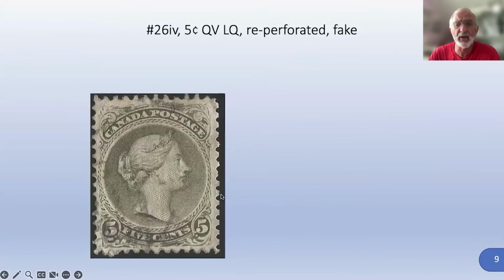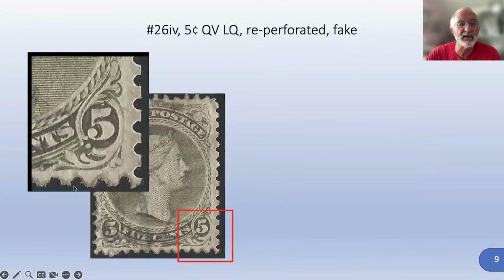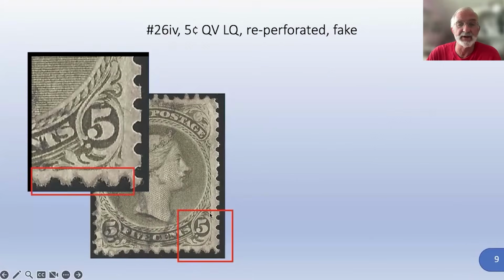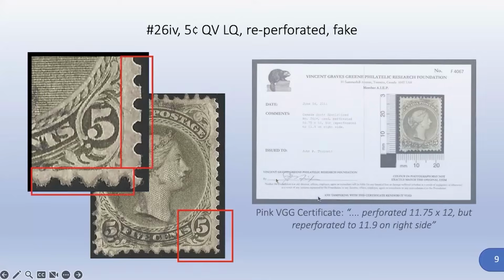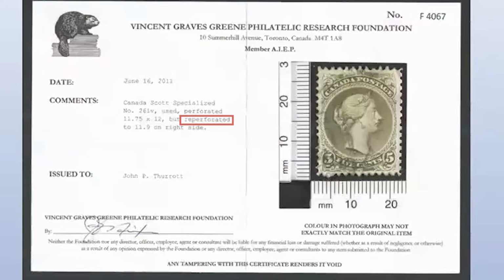Another reperforated fake. I think you can pretty well see the perforations on this one. When we look at this corner of the stamp and magnify it, you can see these are the genuine perforations, and suddenly somebody's decided to reperforate it. Why? This isn't an expensive stamp. There's not a lot of value to the stamp. I'm not sure why they would do it, but you can also see the difference in the perforations there. And a certificate that's been reperforated on the right side, another pink certificate.